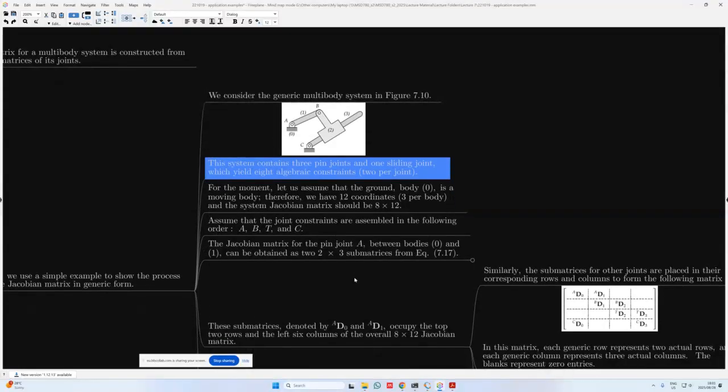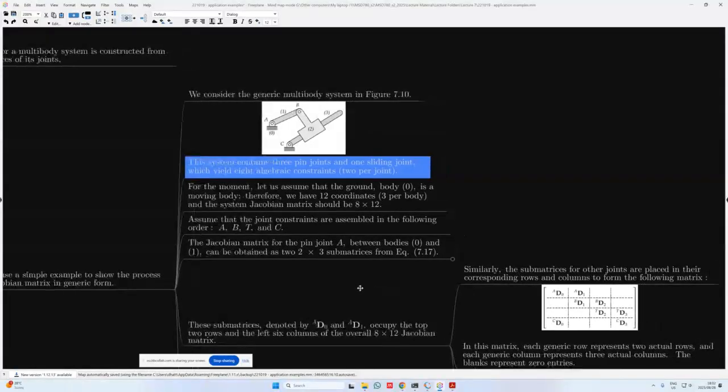Now, we can also assume that the joint constraints are assembled in the following order. So A, B, T, and C, which simply means that we first define revolute joint A, then we define revolute joint B, then we define the translational joint or the sliding joint T, and finally we define revolute joint C. And the order of this is important when we consider the actual Jacobian and where all of the constraints are placed within the Jacobian matrix.